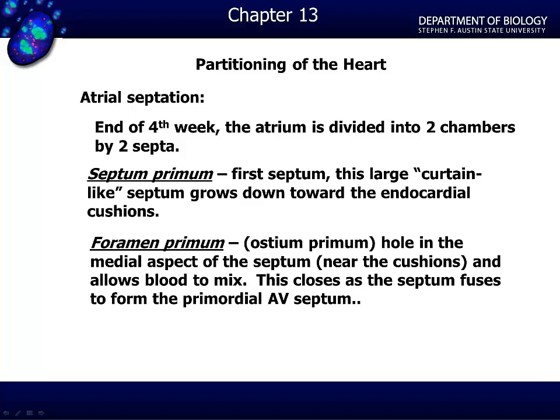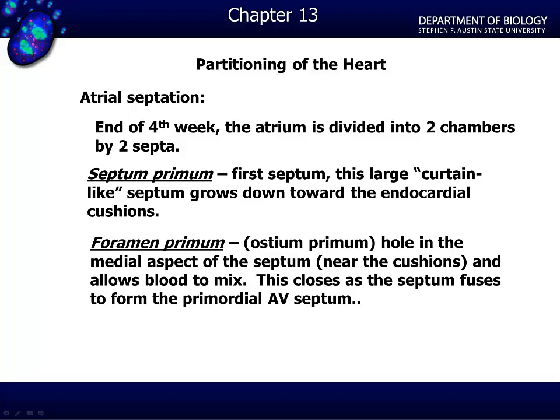Now, at the end of the fourth week, this is by the time we are going to have our two atrial chambers. We start in that third week with a single atrium, and we are going to use two curtain-like partitions, two septa, that are going to form and basically drop like curtains. They're not going to be absolutely vertical and perpendicular, but they're going to drop at two different directions.